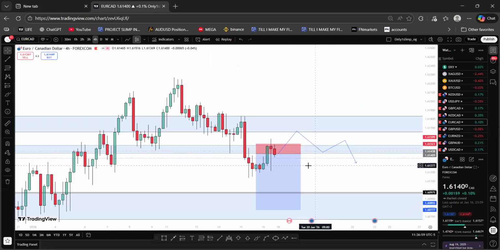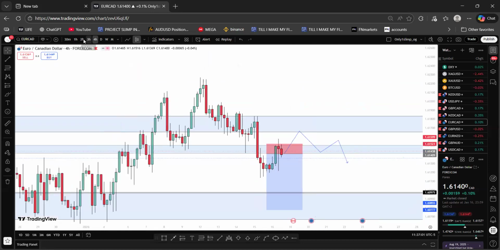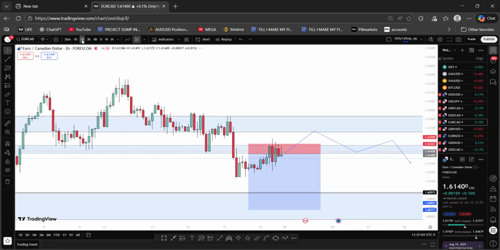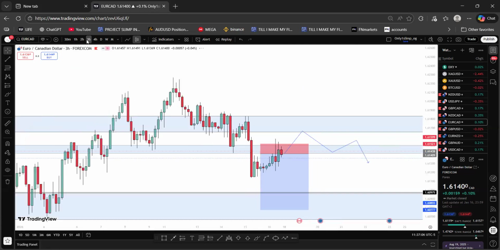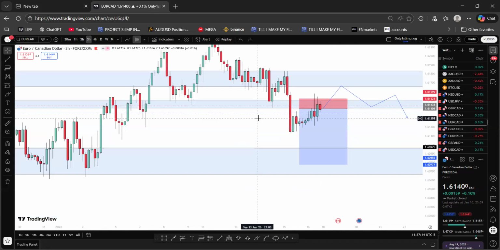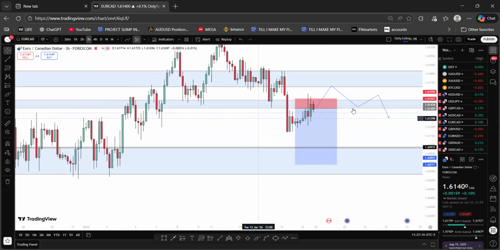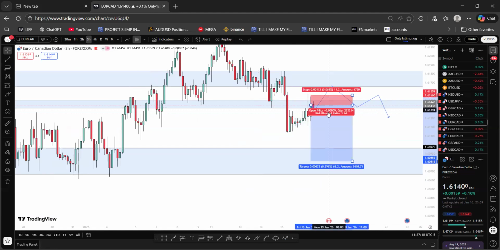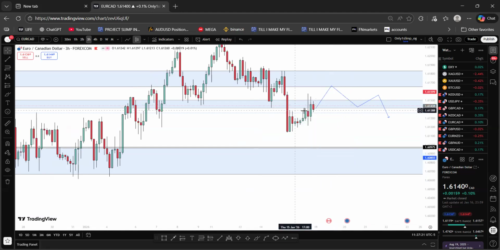So here, I can't just enter because I wasn't looking at this pair last week. So this is just me trying to join this trend. And how do I catch this trend and capitalize off it? Well, we're having the retest here, as you can see.